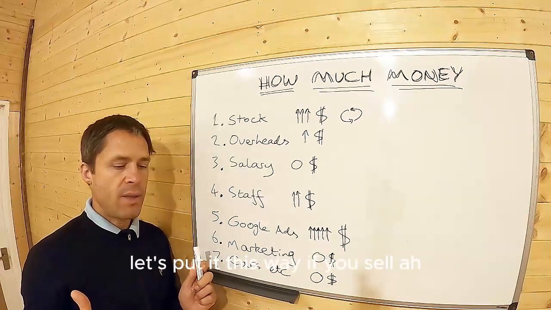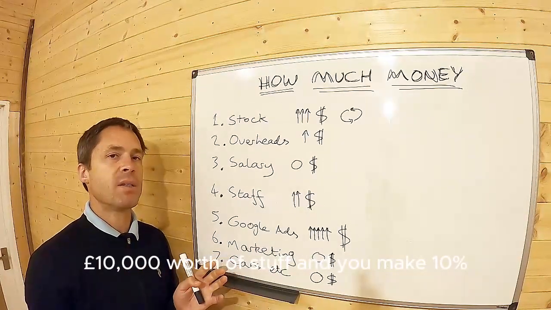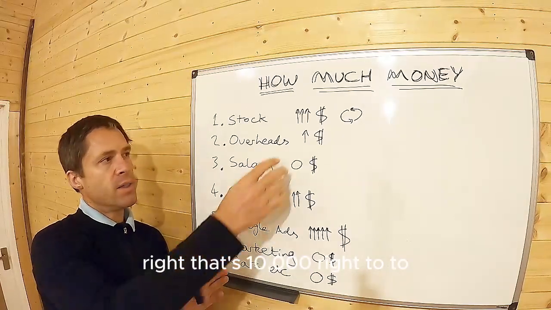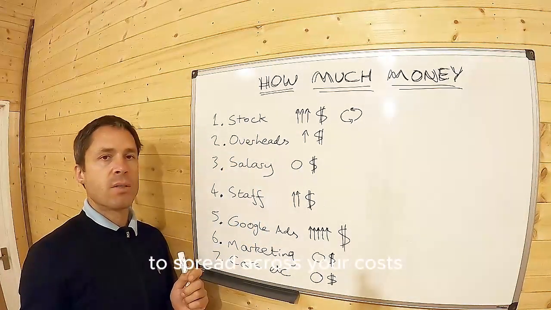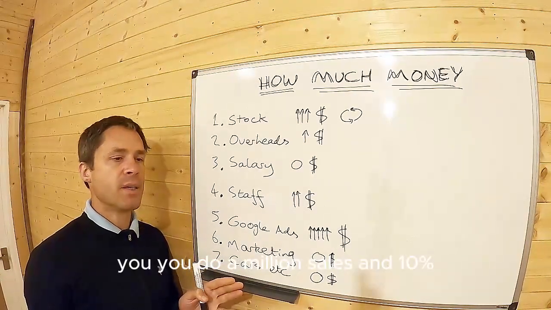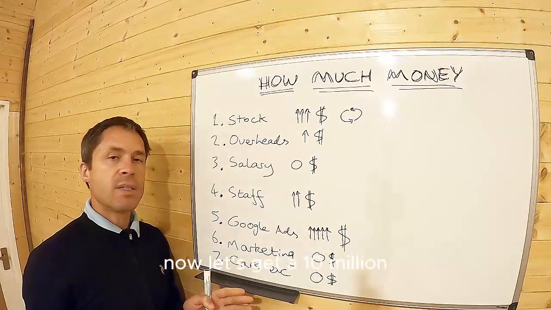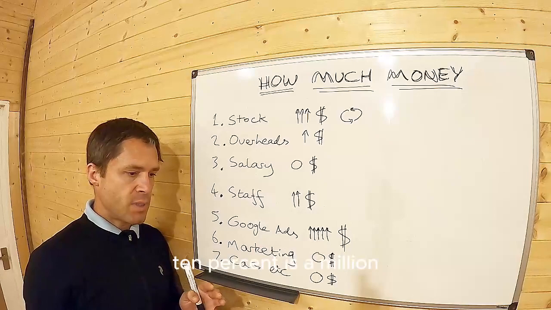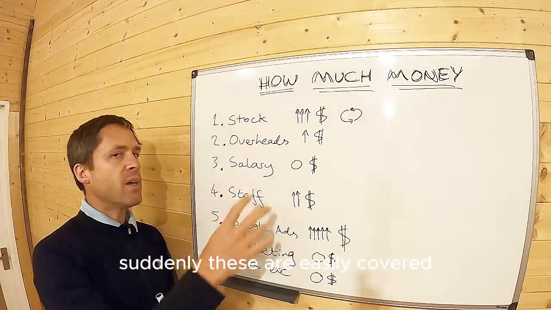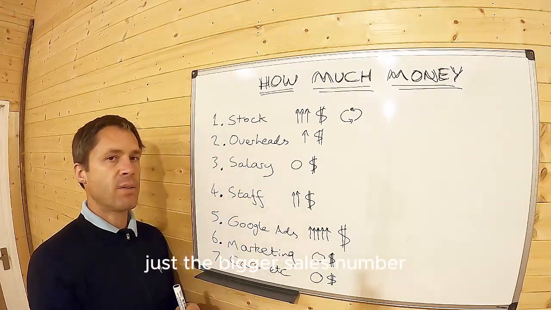Let's put it this way. If you sell £10,000 worth of stuff and you make 10%, right? That's £1,000 to spread across your costs. Now let's take it to you do 1 million in sales and 10%. So that's 100,000 you get to spend across these. Now let's go to 10 million. 10% is 1 million. Suddenly these are easily covered, but it's the same margin, just a bigger sales number.